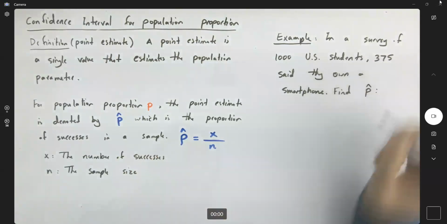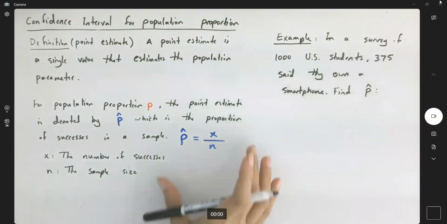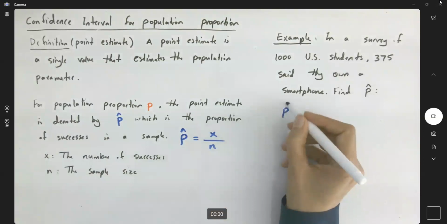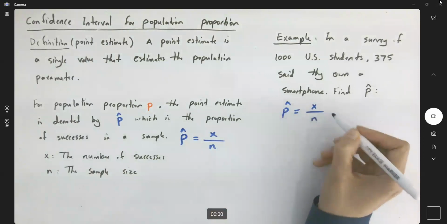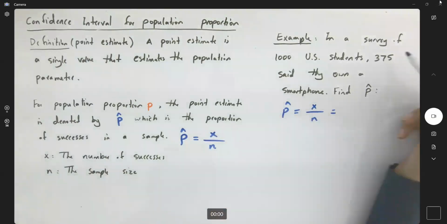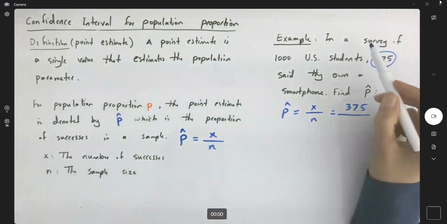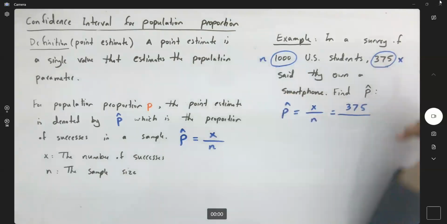Find P hat. Well, P hat sometimes is given as a percentage to us. We don't have to use this formula. Some other times we have to follow the formula and actually calculate P hat. P hat is X divided by N, but what is X? The number of successes in our survey. How many own a smartphone? 375 divided by the sample size, or N, is 1,000.